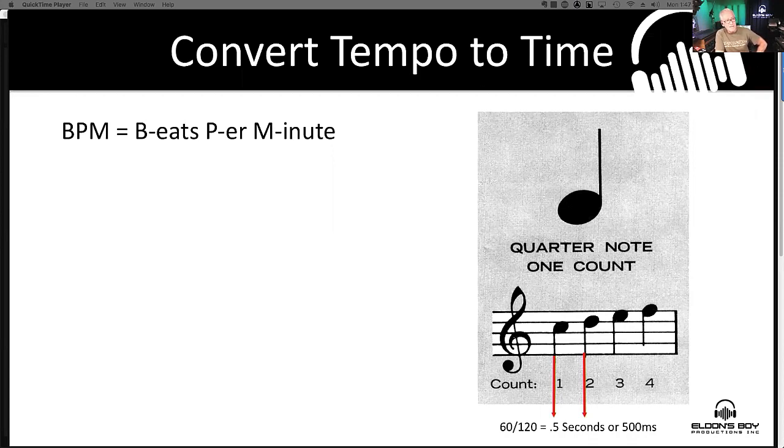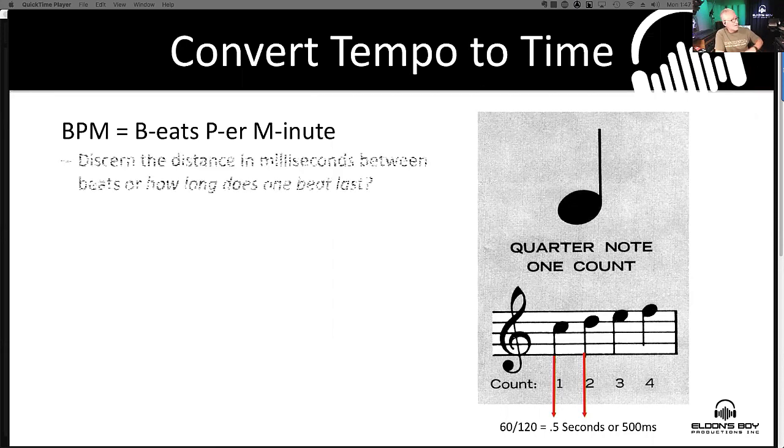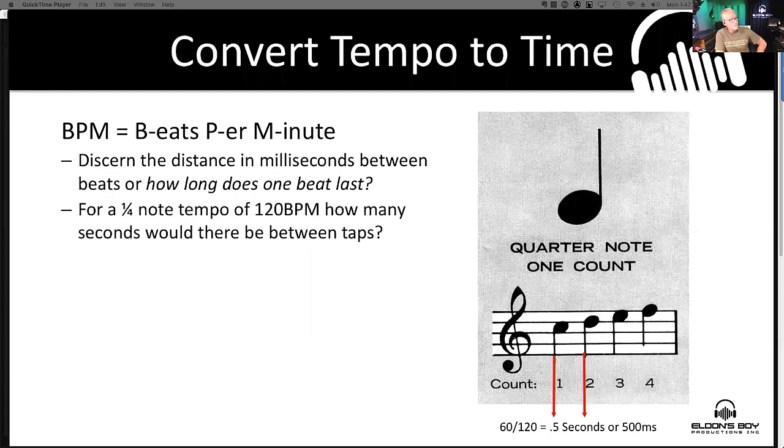So BPM, beats per minute. That's what we're looking at here. What we're looking to discern is the distance in milliseconds between a pair of beats, whether it's a quarter note, an eighth note, a 16th note, a dotted 16th note, whatever it's going to be. We're trying to discern the distance between those two beats in time. And we're just going to use a little formula to do it.